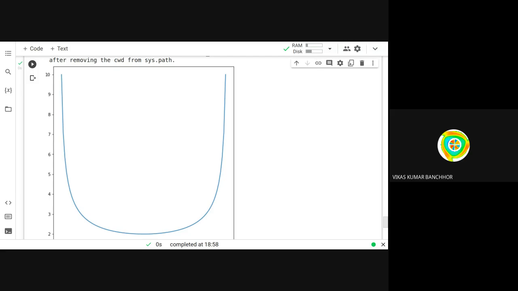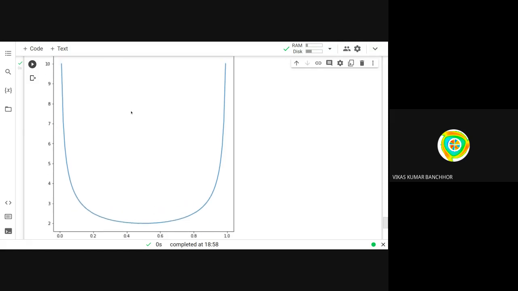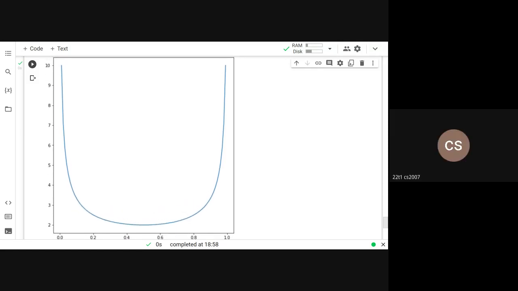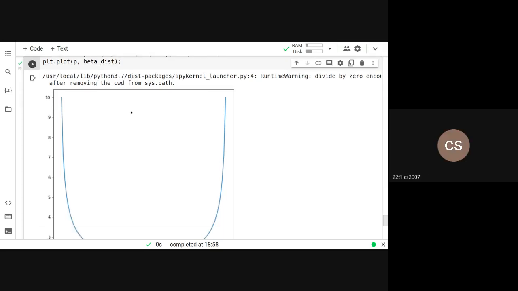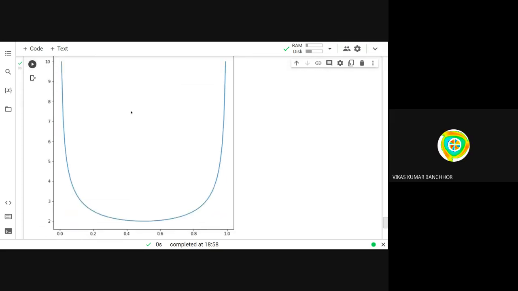0 and 1 are not included actually. Sorry, 0 and 1 are not included. Both are not there. You're saying that's the prior? Excluding 0 and 1.